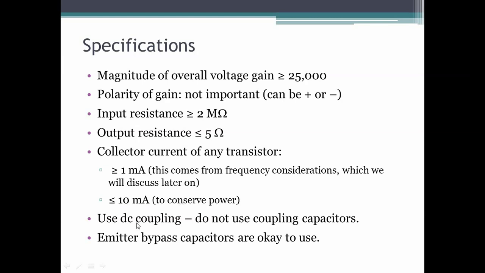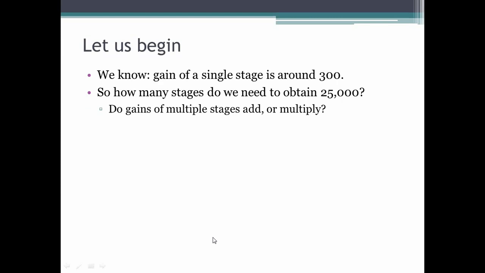Also, we are asked to use only DC coupling, not AC coupling. So no coupling capacitors, which means that from one stage to the other, or from the input to the first stage, we do not use capacitors. We must directly connect the signals. But we can use emitter bypass capacitors. All right. So let's begin.